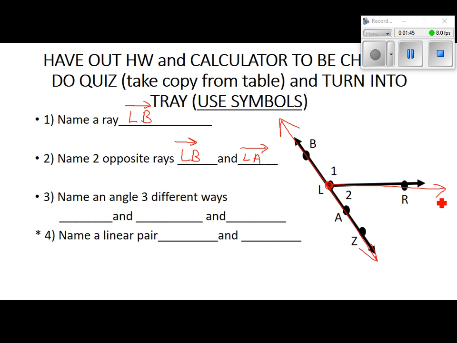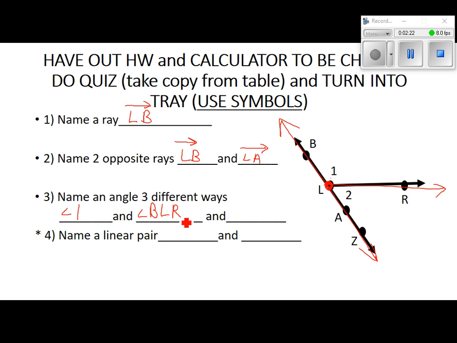So name an angle. What's the easiest way to name an angle in this picture? Angle 1. So let's pick angle 1. Make sure you're using your symbol, the number. Now you gotta be careful when you name the angle with three letters. What do you have to remember? The vertex. What's the vertex of angle 1 here? L. So that has to be the middle letter. So angle what? ZLR. Is that angle 1? Oh no, BLR.